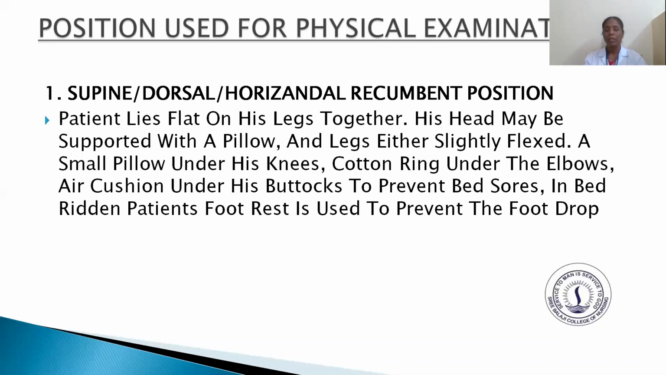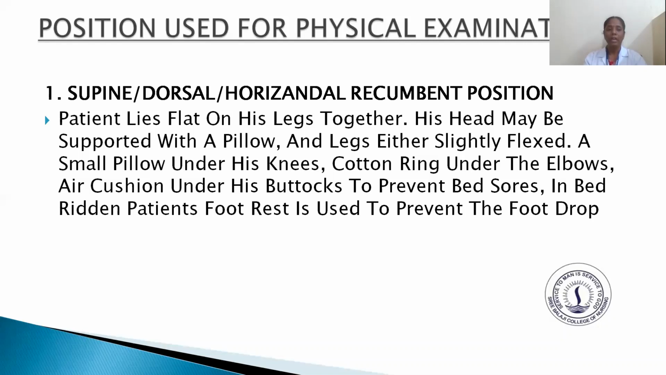In the supine position, the patient lies down on his back. The head rests on the pillow. The legs are slightly flexed. One pillow is placed under the knees to prevent pain, and the air cushion is placed under the buttocks to prevent bed sores. The cotton ring is placed under the elbows to rest the elbows and prevent bed sores. And if it is an unconscious or bedridden patient, the foot rest is used to prevent foot drop. This is called the supine position.